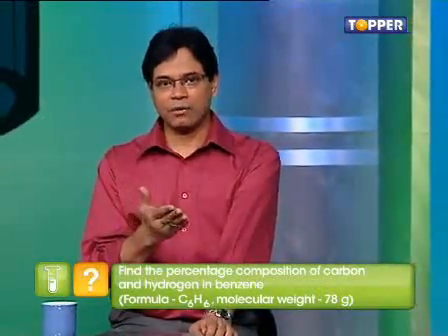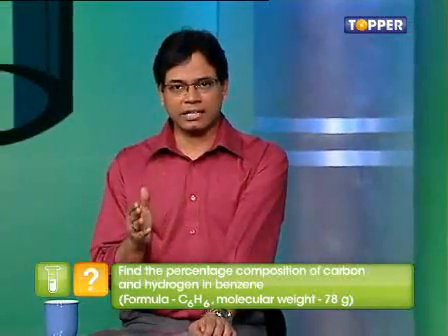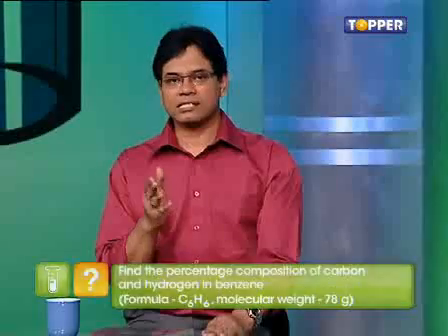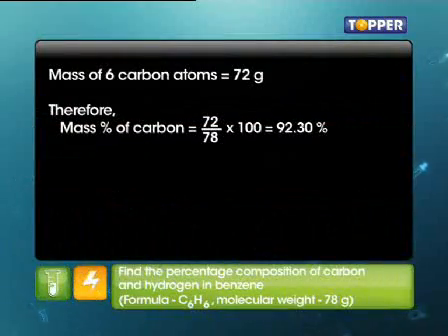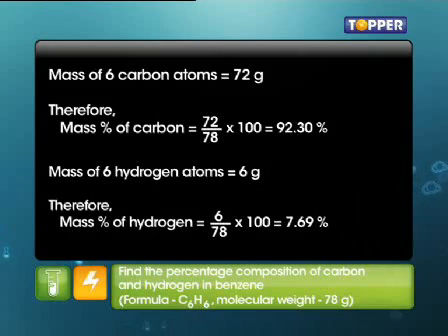We asked you to find out the percentage composition of benzene if the formula is C6H6, given that the molecular weight is 78 grams. Mass of 6 carbon atoms is 72. So, the percentage of carbon is 72 times 100 divided by 78, which is 92.30%. And mass of 6 hydrogen atoms is equal to 6. So, the percentage of hydrogen is 6 times 100 divided by 78, which is equal to 7.69%.